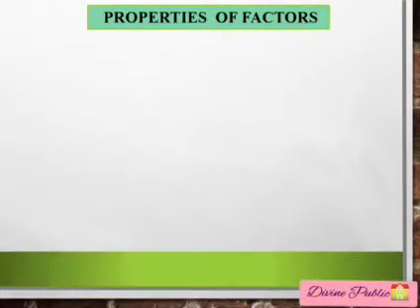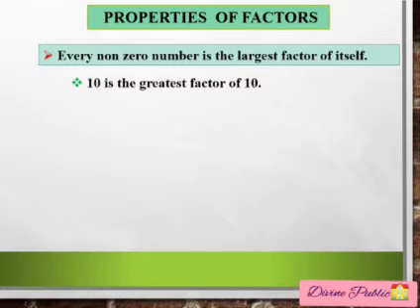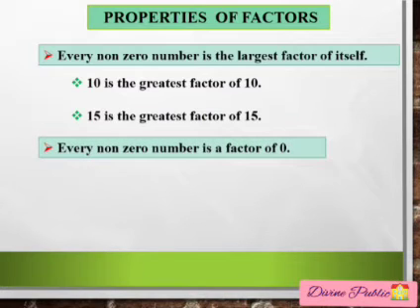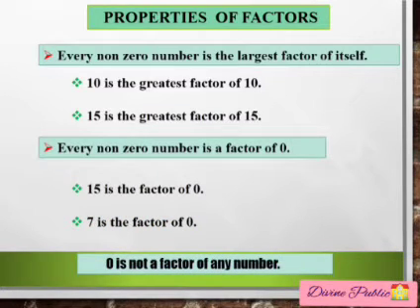Let us move to the third property. Every non-zero number is the largest factor of itself. For example, 10 is the greatest factor of 10 and 15 is the greatest factor of 15. Fourth, every non-zero number is a factor of 0. For example, 15 is the factor of 0 and 7 is the factor of 0. But 0 is not a factor of any number.